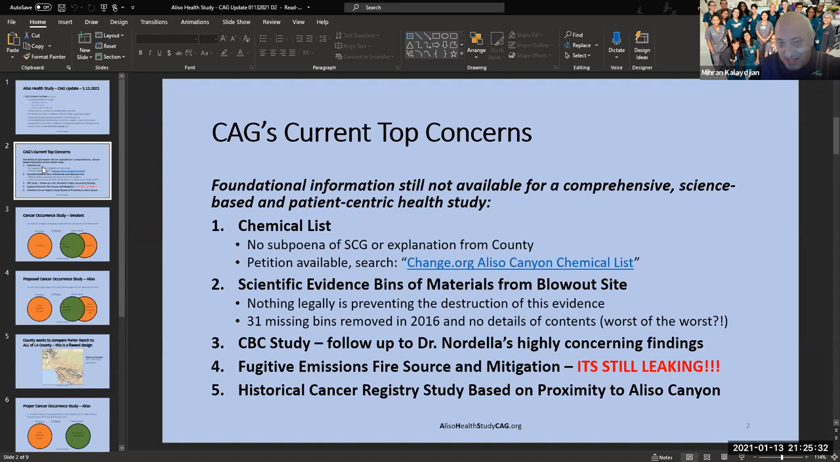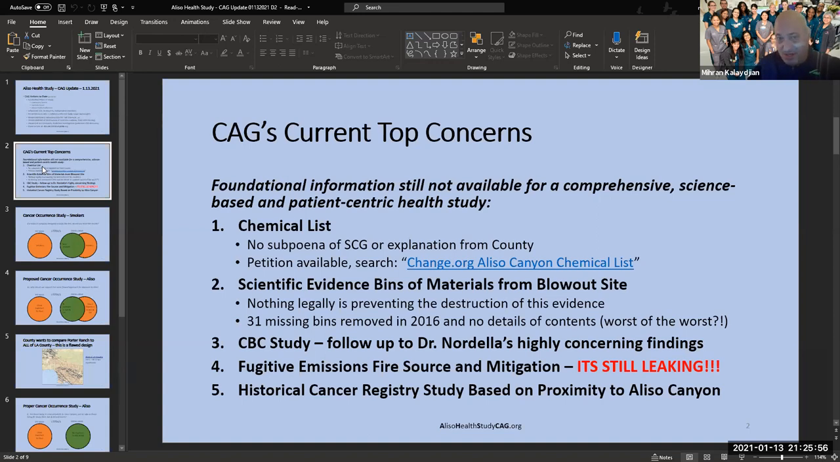The CBC study, it's important for us to follow up with Dr. Nordola. There have been highly concerning findings. The fugitive emissions, fire source and mitigation, we have done nothing. We should come together and put together a task force on how we can work on this.